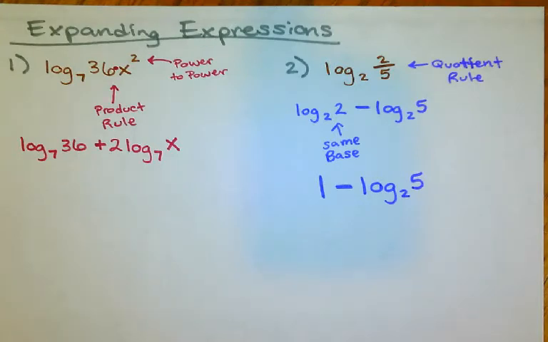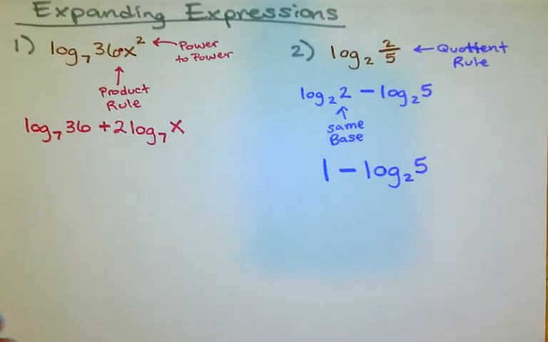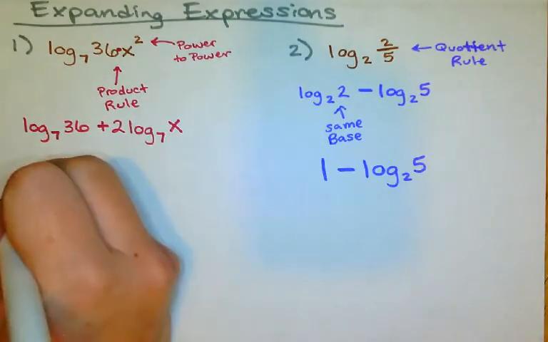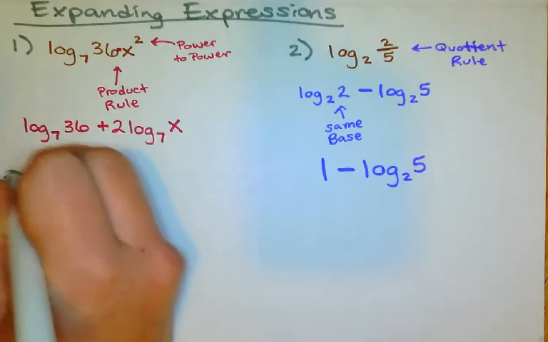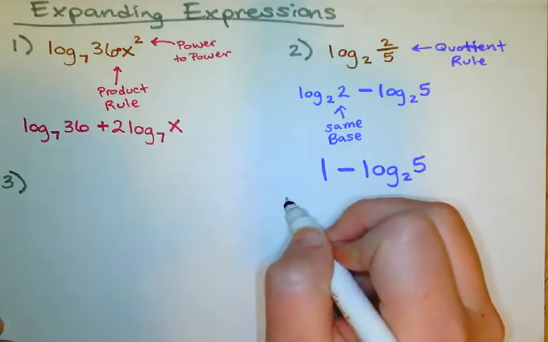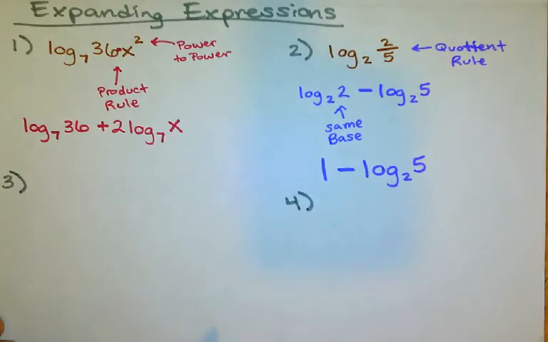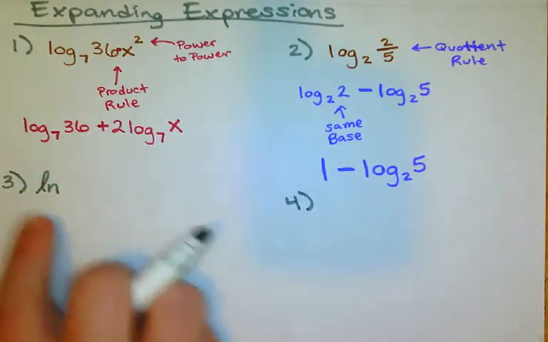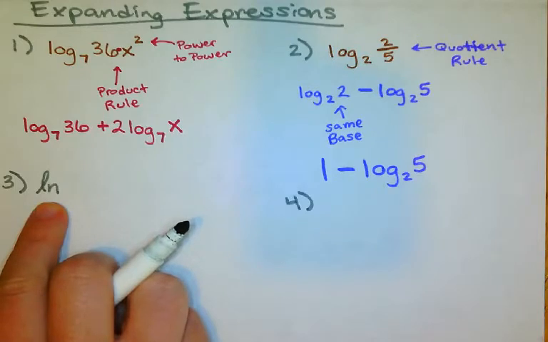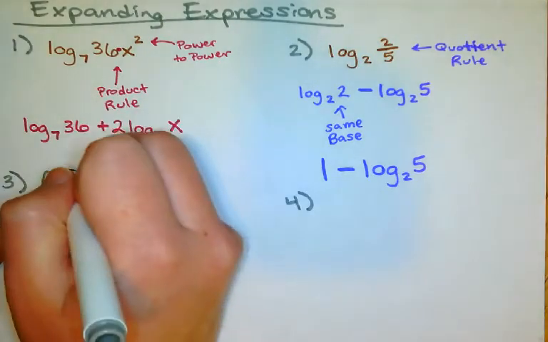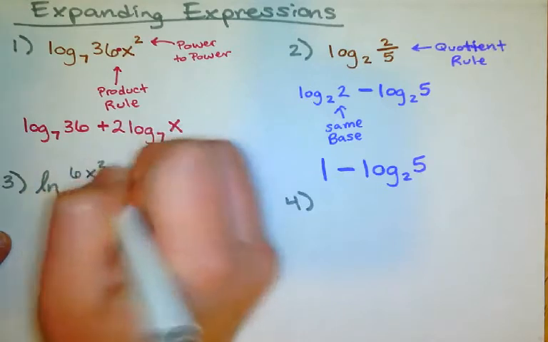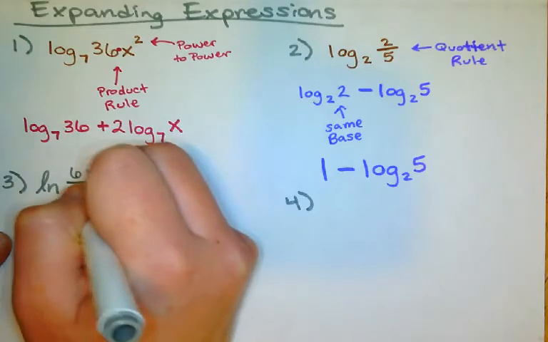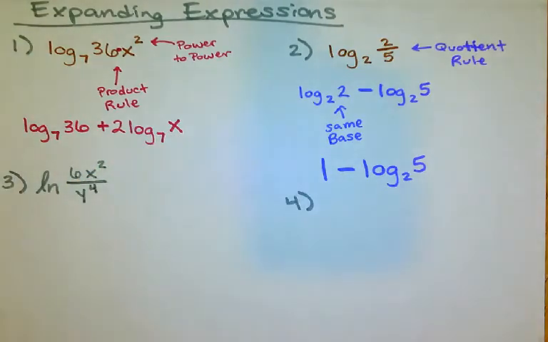Alright, we're going to take a look at 2 more examples of expanding, and then we'll take a look at condensing. So we do example 3, example 4. For example 3, we're going to have the natural log. Anytime you see ln, that's still a log. It's just a natural log because we're using the natural number e. We're going to have the natural log of 6x squared over y to the 4th.